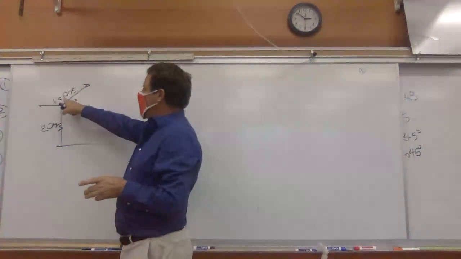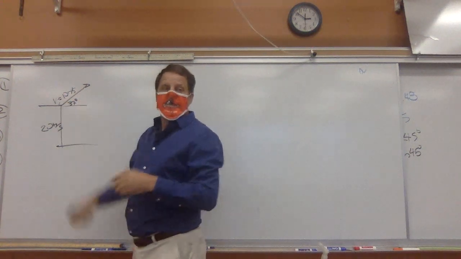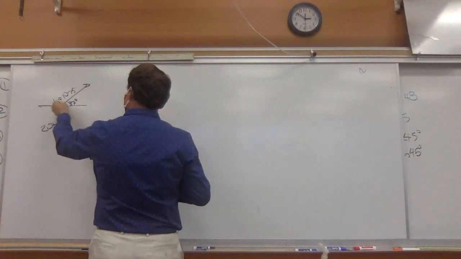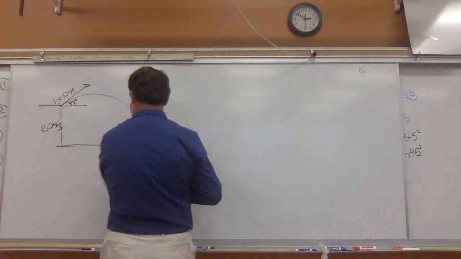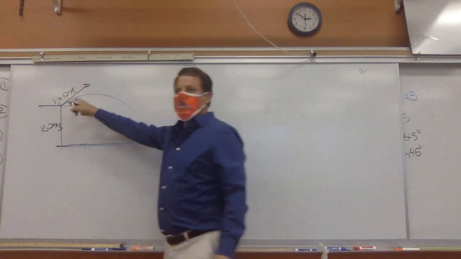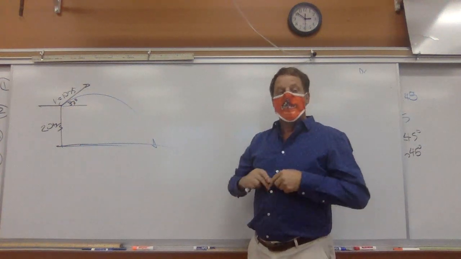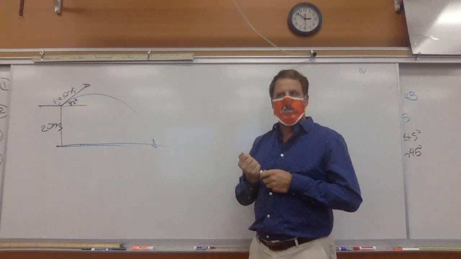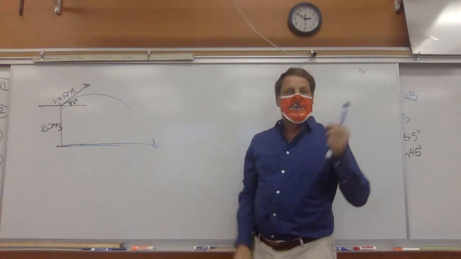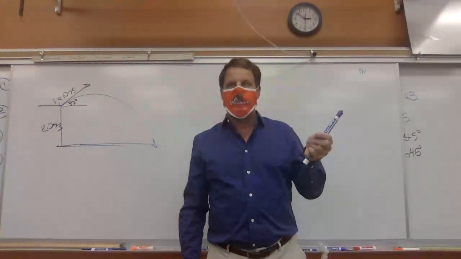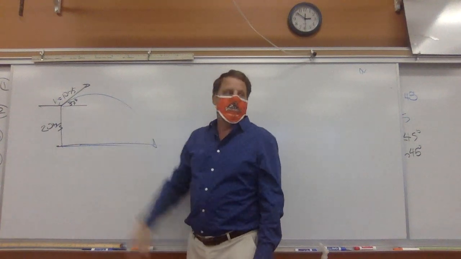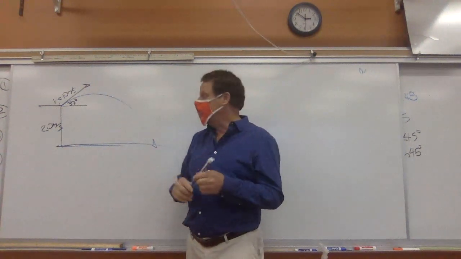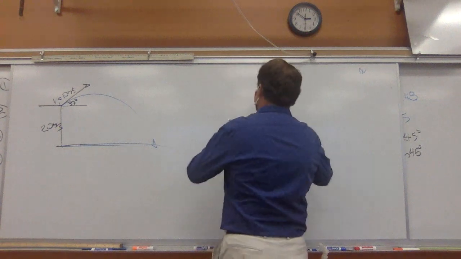Now you can imagine if we threw it at 37 degrees above the horizontal, you guys could probably see that it would kind of end up doing something like this. And whenever you throw something, kick something, launch something, shoot something, anything like that, and it's in free fall, then it is going to form a parabolic curve. It is going to form that characteristic parabola. And why is that?